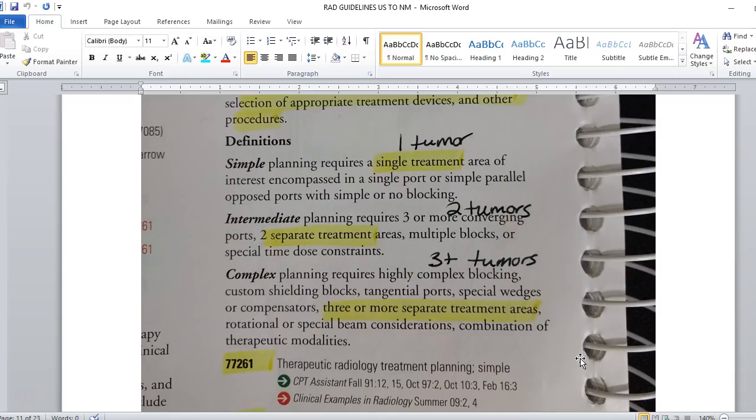Intermediate is 3 or more converging ports, 2 separate treatment areas, so it's 2 separate tumors, multiple blocks, and special time dose constraints. So again, when you're going from 1 tumor to 2 tumors, first of all, is it the same cancer, or is it 2 different cancers? So again, that's partly what we need to keep in mind. Or is it a metastasis, a spread from one to the other? And again, how far away are the tumors? So again, simple because of 1 tumor. Intermediate is 2 tumors, okay? Because now we're getting much more complex.